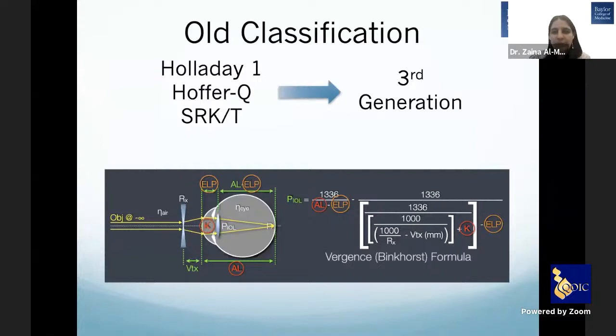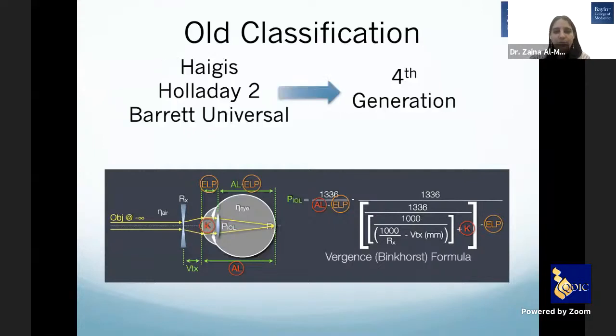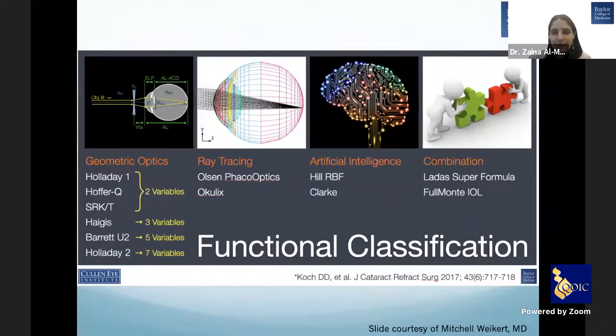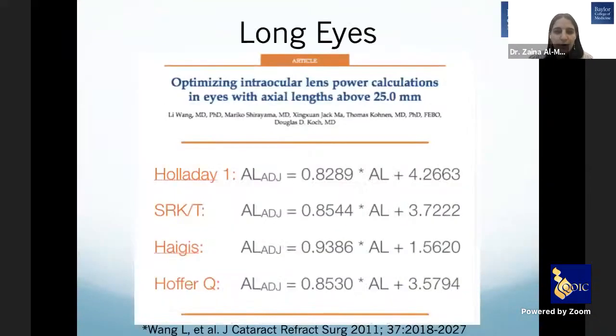People have been talking about third generation formulas, fourth generation formulas, and newer generation formulas. It's important to note that that's the old classification. In a recent editorial by Doug Koch, he wanted to emphasize thinking of IOL calculations using functional classification. So there's geometric optics, based on the number of variables used, like axial length and cornea, with the Holladay 1, Hoffer Q, SRK/T, and adding variables like anterior chamber depth, and so forth. Ray tracing, the Olsen, is one great example. Artificial intelligence, we utilize the Hill RBF, which we like. And then there are the new combination formulas such as the Lattice formula.